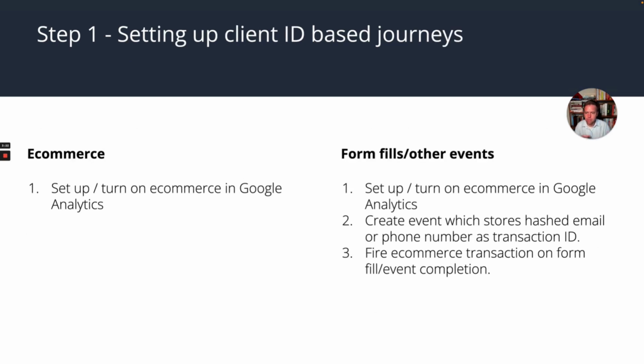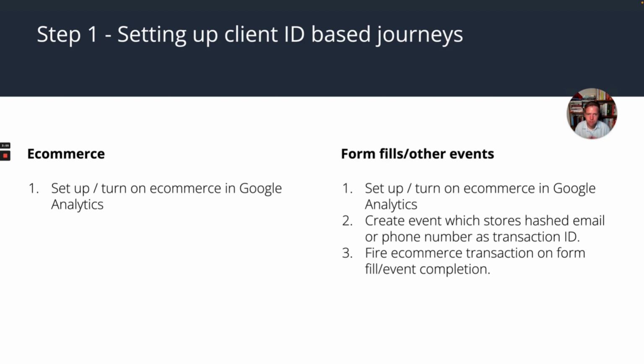Now we have 2 ways of setting this up. One part of our customer base is on e-commerce. The other one has other events they want to model the data for, namely form fills or other events like app transactions and app installs. Now, for e-commerce, it's extremely simple. The only thing you do, and most likely you already have it up and running, is you just turn on e-commerce in Google Analytics or enhanced e-commerce.